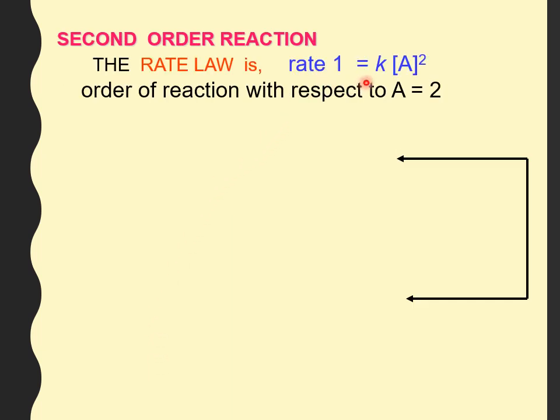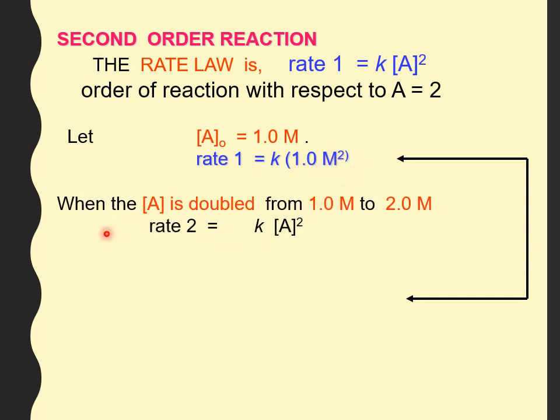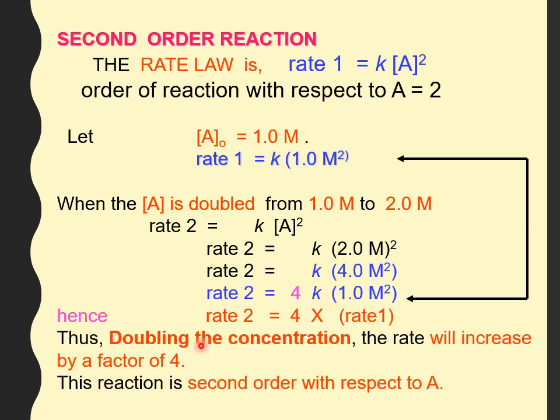So if we choose the second one here, using only one reactant, the order of reaction with respect to A is equal to 2. Say rate 1 is K times 1 molar square. When A is doubled from 1 to 2, rate 2 now is K times 2 molar square, which means it is 4K. What happened here is, doubling the concentration, the rate will increase by a factor of 4. This reaction is second order with respect to A.